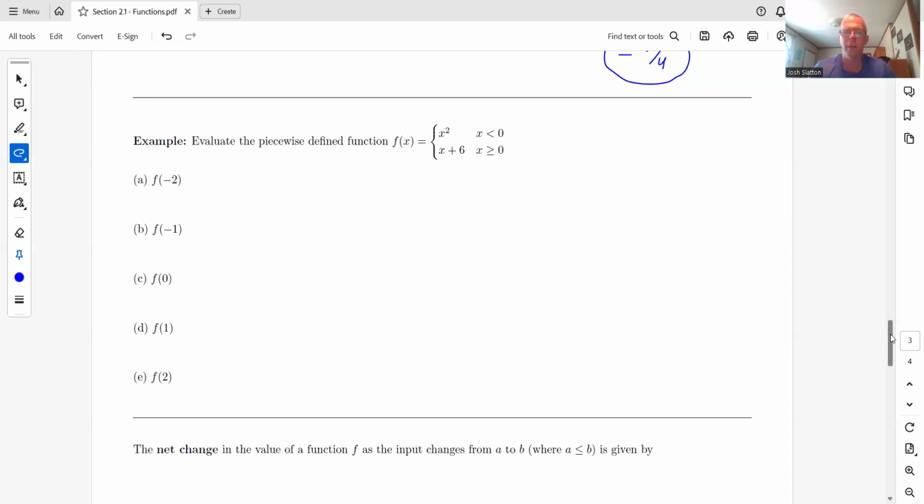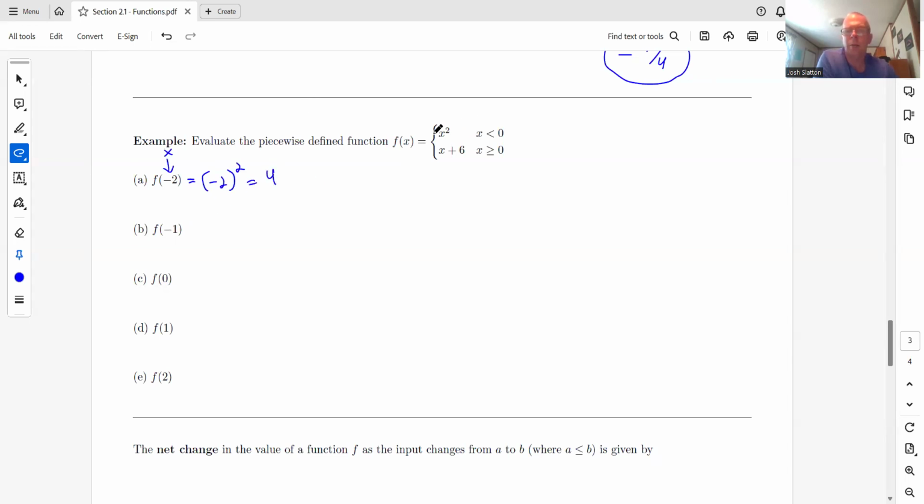When you're evaluating these functions at particular values, you have to consider what piece you are on. When x is less than 0, it's x squared. So here we have f of -2, and of course these are the x's that we're looking at. The number in parentheses always refers to the x. So f of -2 is going to use x squared because -2 is less than 0. So -2 squared equals 4, of course.